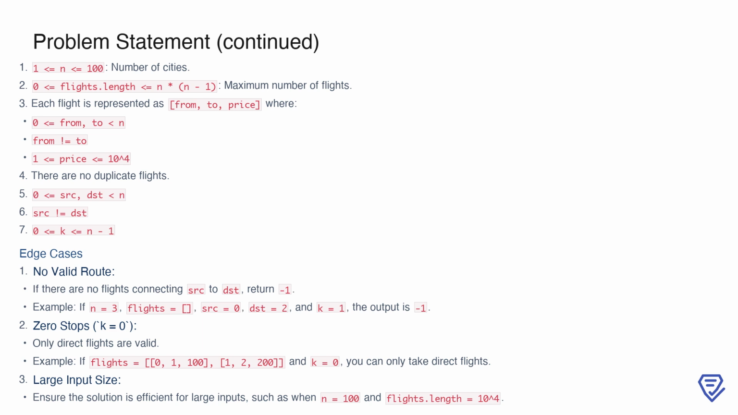Some edge cases include scenarios where no valid route exists, requiring the output to be -1, or cases where only direct flights are allowed due to k being 0. For larger inputs, the solution must remain efficient to handle the upper bounds of the constraints.